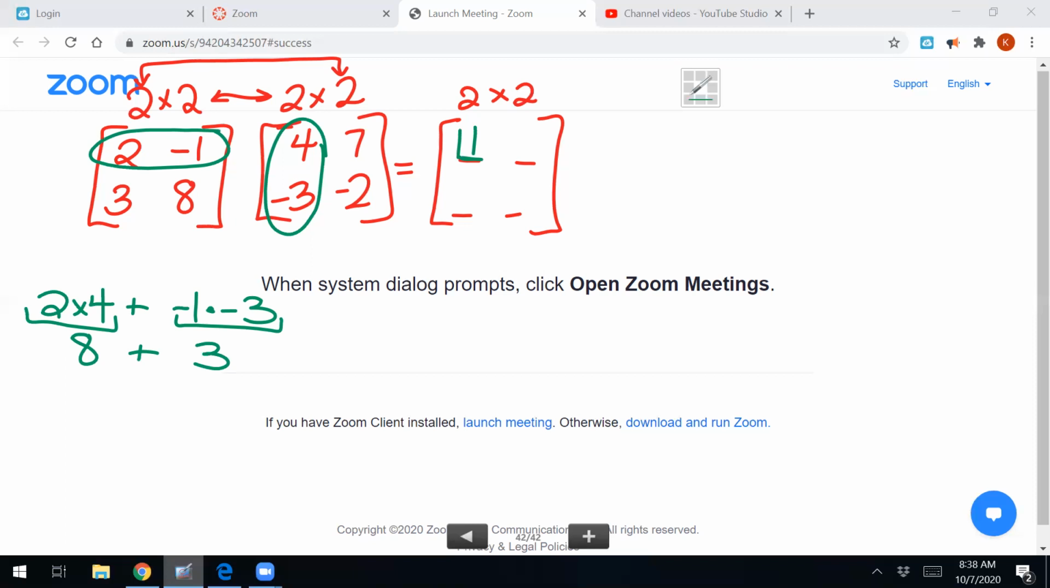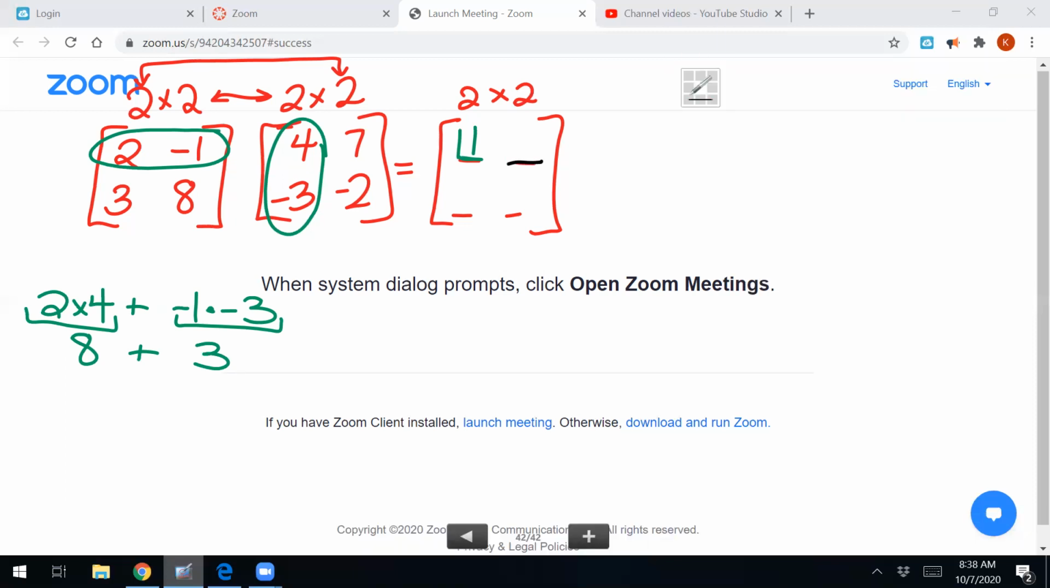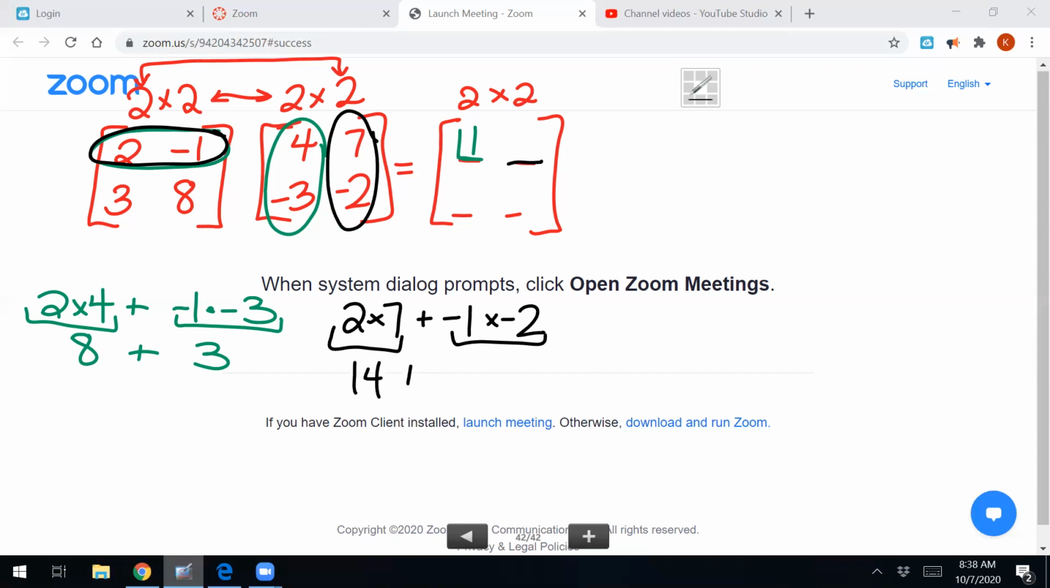Okay, then for the next one, that's row 1, column 2. So you've got 2 times 7 plus -1 times -2. Okay, so you do your multiplication first. So we've got 14 plus, that's +2, which is 16.